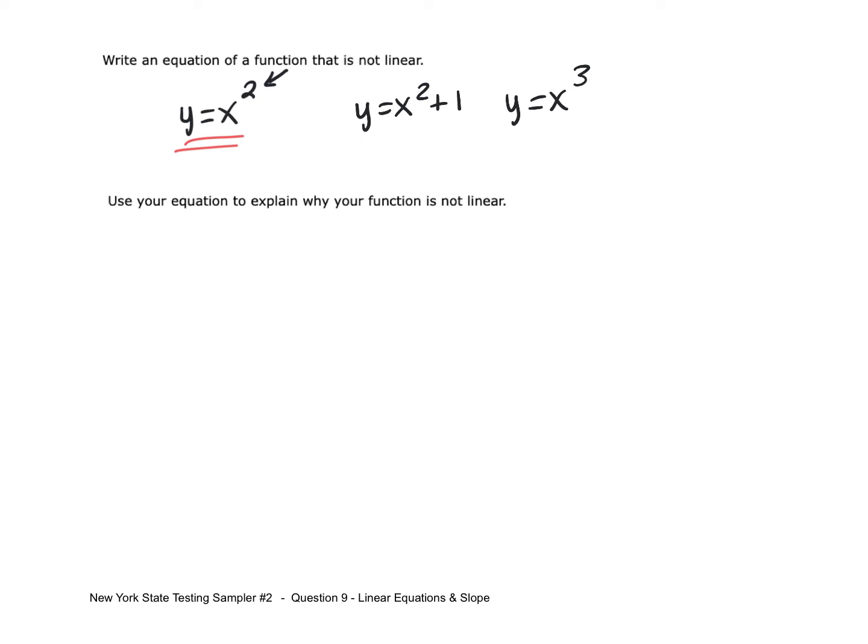Now to explain, I need to show something. So why is it not linear? I could say this is not linear because it has an exponent greater than 1, because its exponent is greater than 1.